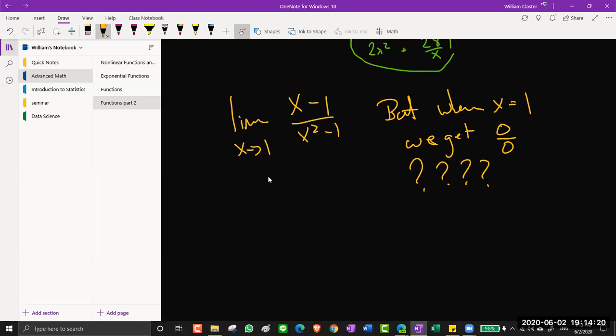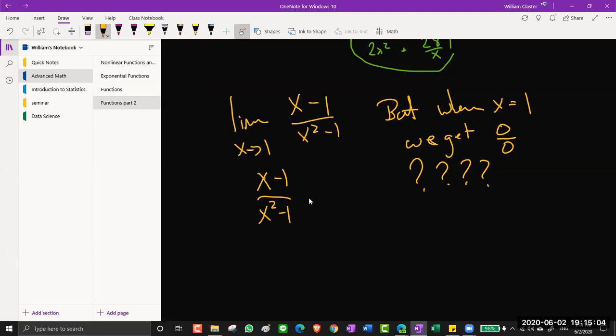Okay, so what's the function we're examining here? X minus 1 over x squared minus 1. Okay, we're talking about that function. Now, it seems like this is a messed up function. We get 0 over 0. You might think this function is completely a mess, because we get 0 over 0. So how can this function be anything but a mess?